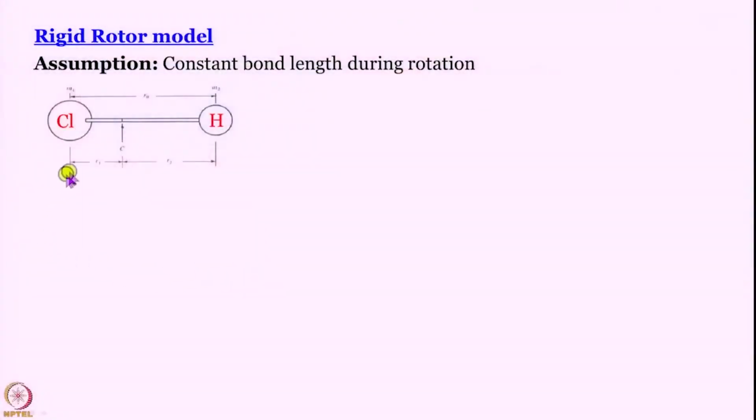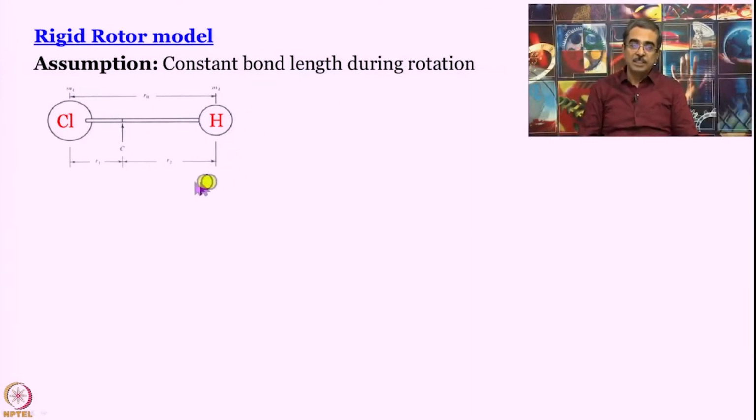So, let us say this is the molecule we are talking about, HCl, and this is the bond length, the separation between the nuclei, and we are considering the molecule to be stationary. I mean we are considering the bond length to be the same, that means the molecule is not vibrating or anything during rotation. Now see, here C is the center of mass, and of course Cl is a much bulkier atom than hydrogen. So, the center of mass will be displaced towards Cl.